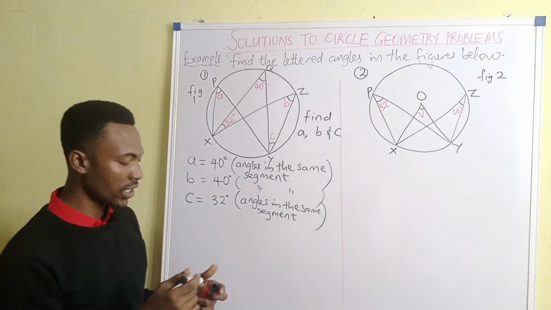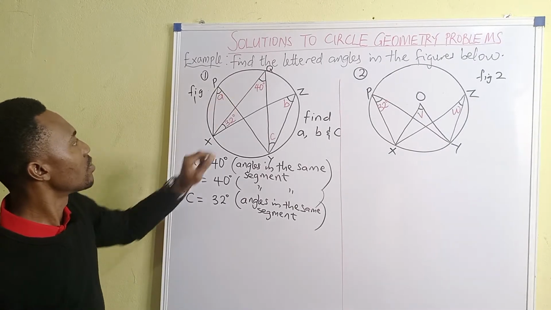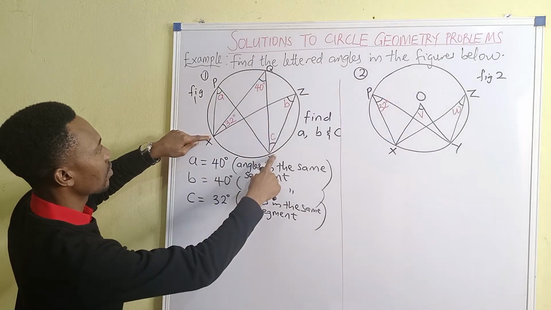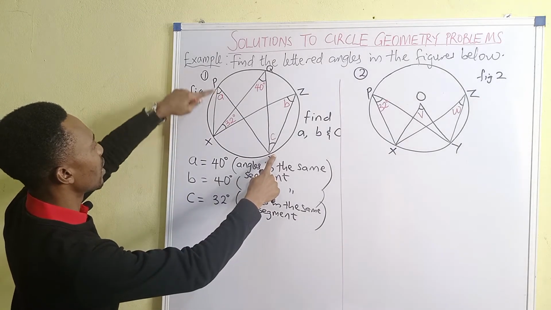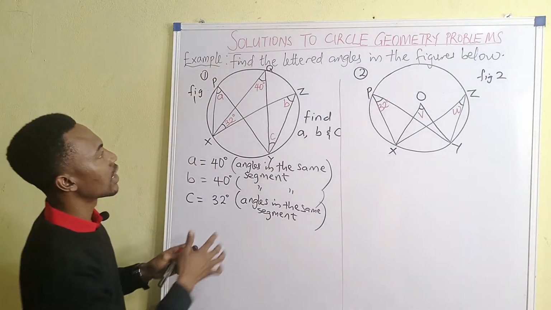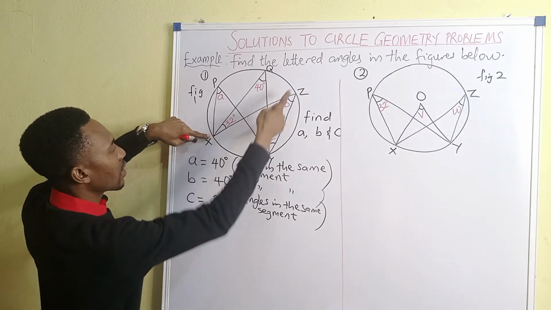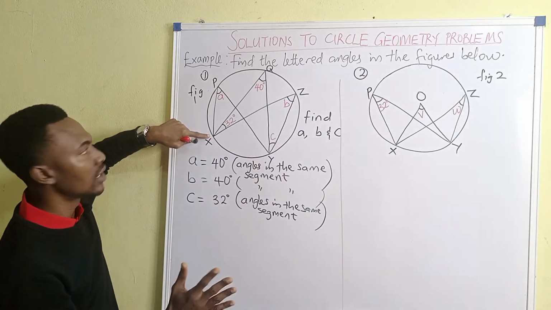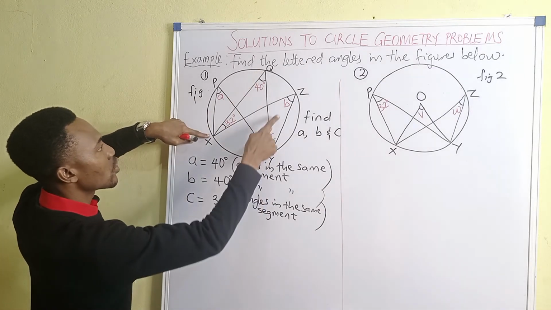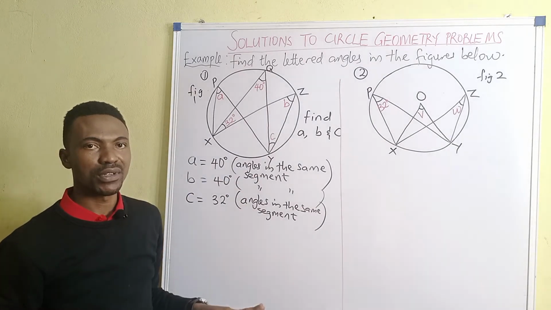So let me just go through it again. A is equal to 40. A is 40 because angle 40 is coming from X and Y, and A is also coming from X and Y. So they are equal. They are on the circumference. Look at angle B. Angle B is coming from point X and point Y, just like 40 degrees coming from point X and point Y. So B is equal to 40. The same reason: angles in the same segment are equal.